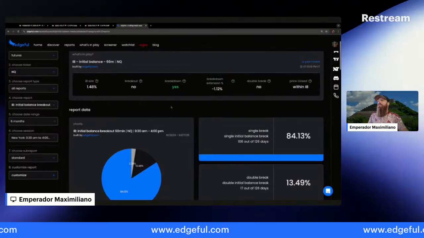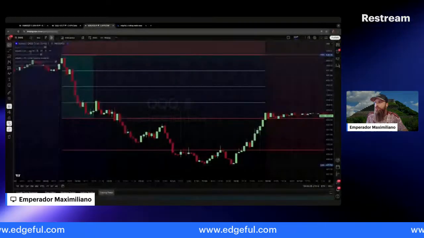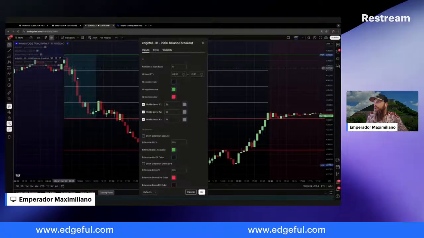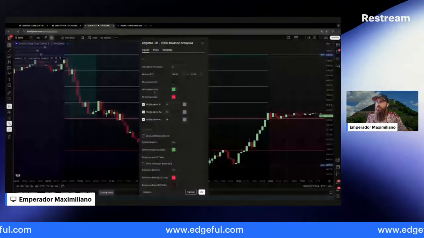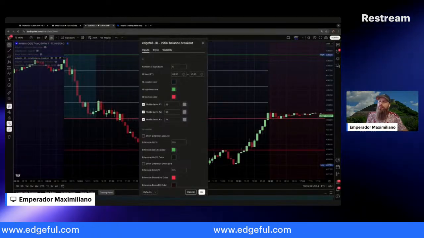So let me just throw a chart up first. This is from today. This is QQQ today. I'm going to turn off all my indicators except for this one right here, which is the IB initial balance breakout from Edgeful. It goes with other reports, makes my life easier.